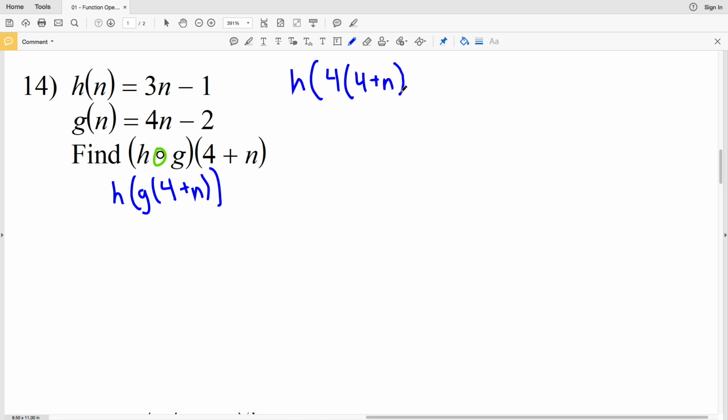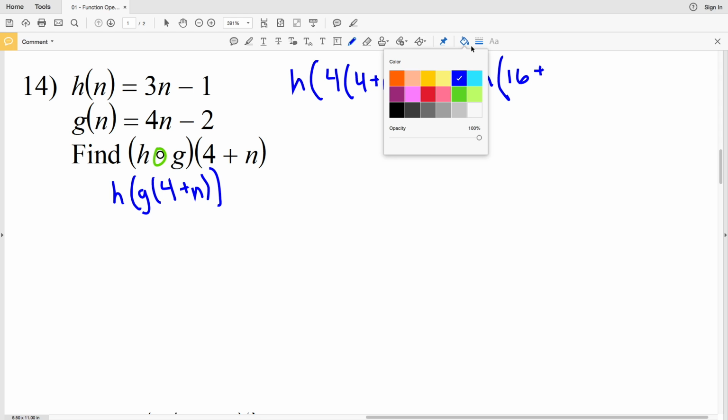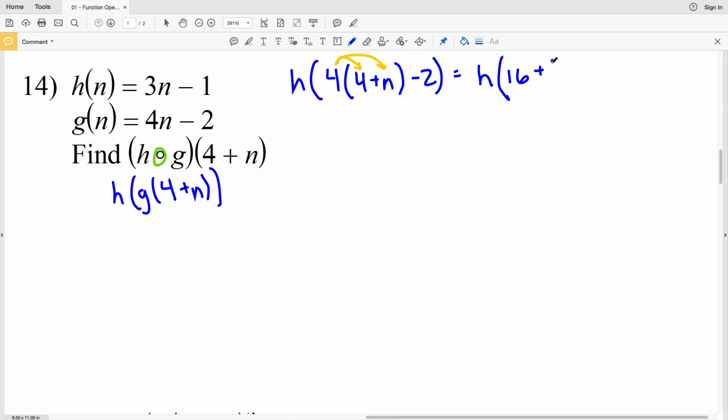plus n minus 2. So that's going to be h of 4 times 4 is 16 plus 4 times n is 4n minus 2. So that's going to be h of 16 minus 2 is 14, so h of 14 plus 4n. Now I'll plug 14 plus 4n in for my variable for h of n.